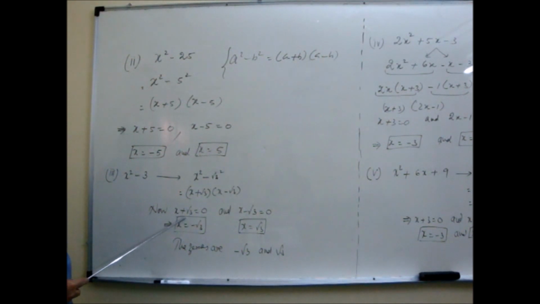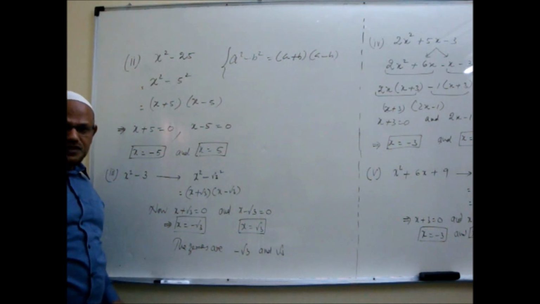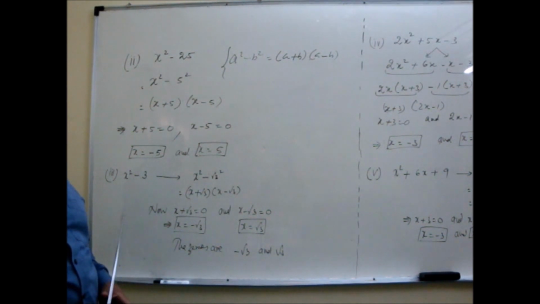Equate each one of them to 0. So x plus root 3 is 0, getting x is equal to minus root 3. Like that, x minus root 3 is 0, so x is equal to root 3. So two zeros, minus root 3 and root 3, are the zeros of the given quadratic polynomial.